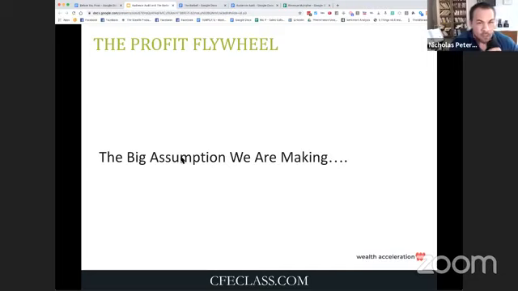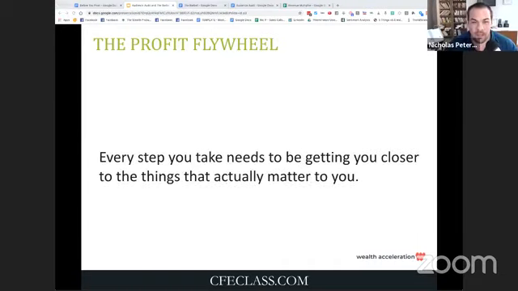And when we talk about the profit flywheel, again, recapping from Friday, we're making an assumption. And this is in all of Dan's stuff. It's in all of my onboarding stuff. And that assumption is that you have something you want to do. You are in business to achieve something other than work in your business. If that's not true, this may not be as useful to you.